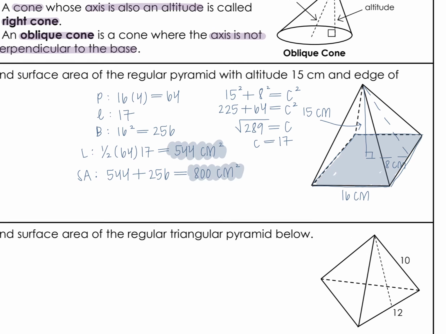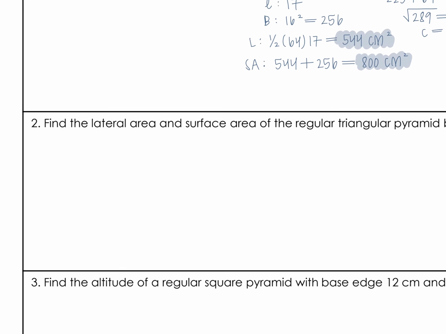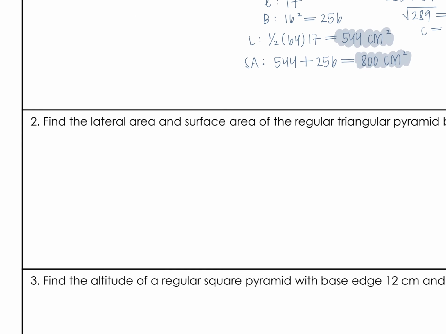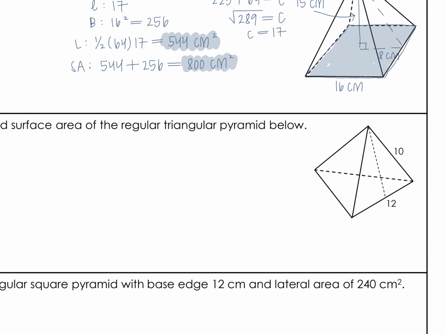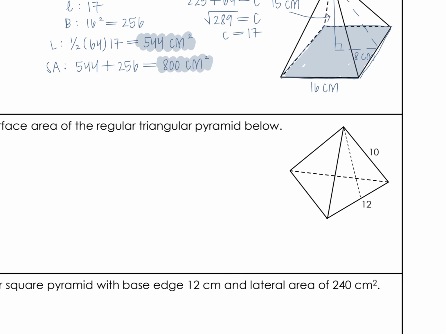All right, now let's move into number 2. For number 2, we are asked to find the lateral area and surface area of the regular triangular pyramid. Okay, so I'm going to start off by highlighting my base. Okay, so we have our base here. And then we need to start by finding the perimeter.